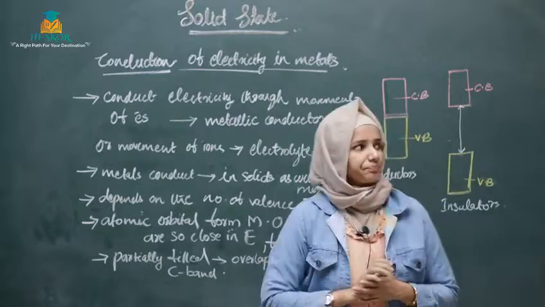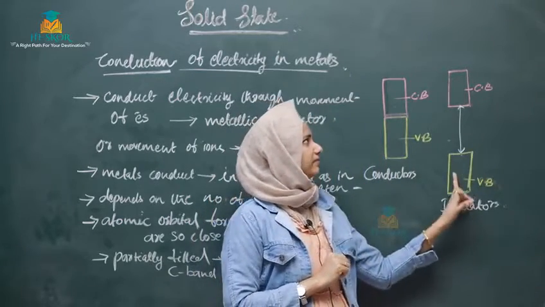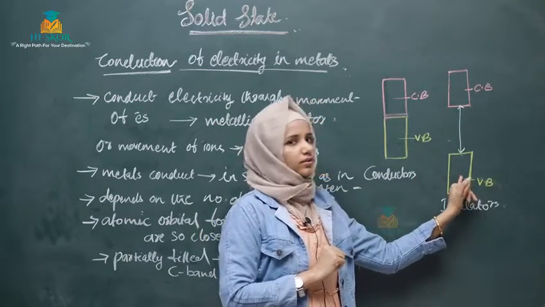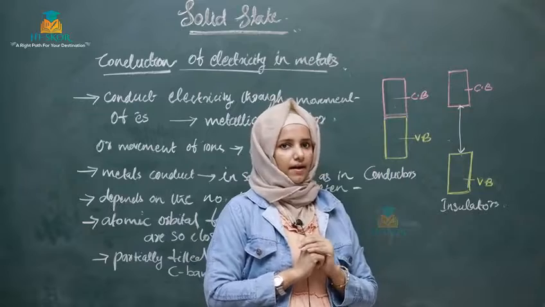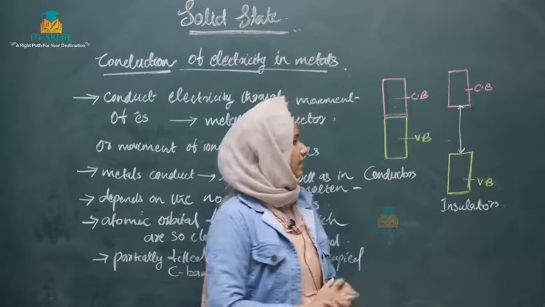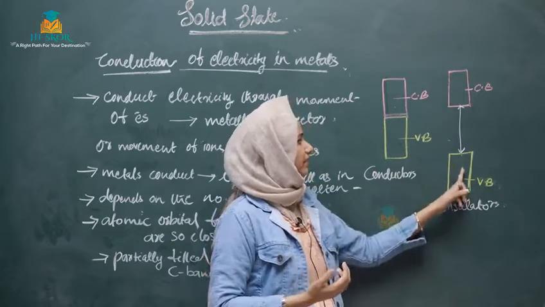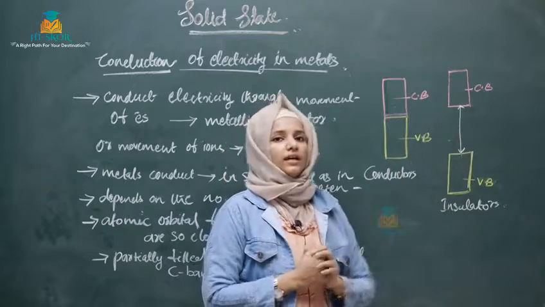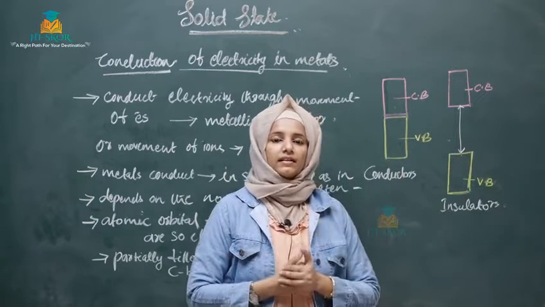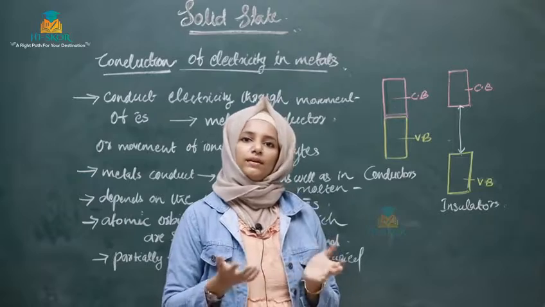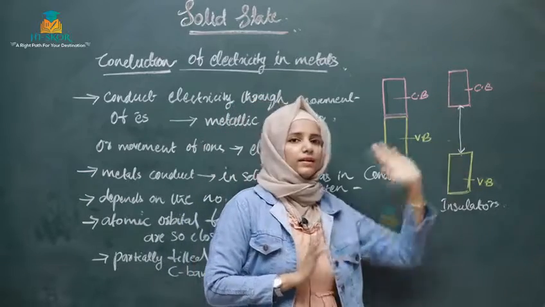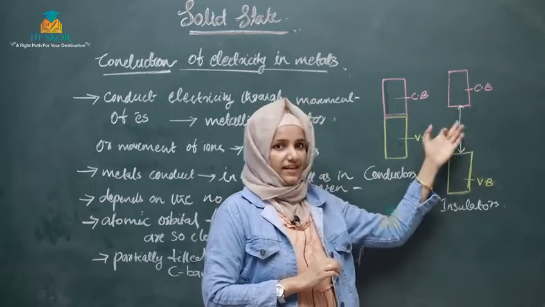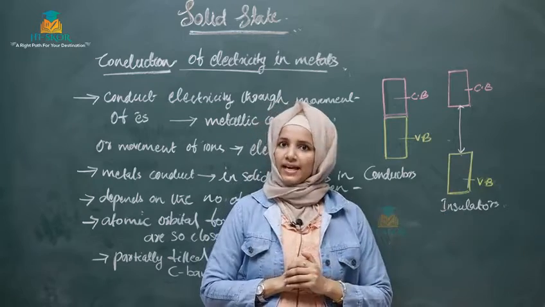Then one more type: if there is a large gap between the valence band and conduction band, what will happen? The electrons in the valence band cannot jump into the conduction band. So conductivity will be very less, or there will be no conductivity. We know conductivity is possible only by the movement of electrons. Here the movement is impossible. The region is forbidden, or the energy gap between these two is very large. Such materials are called insulators.